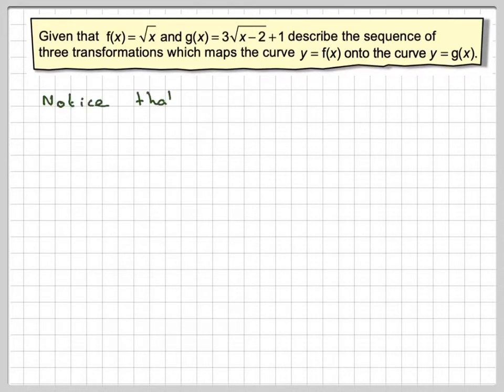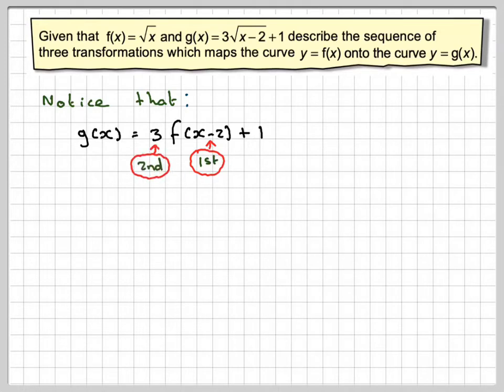The first thing you need to notice is this, that g(x) is going to be 3 times f(x minus 2), because we've got x minus 2 in the square root sign, plus 1. So we've got 3 transformations. The first one will be this bit here. The second one will be this bit here. And then this one will be the third one.